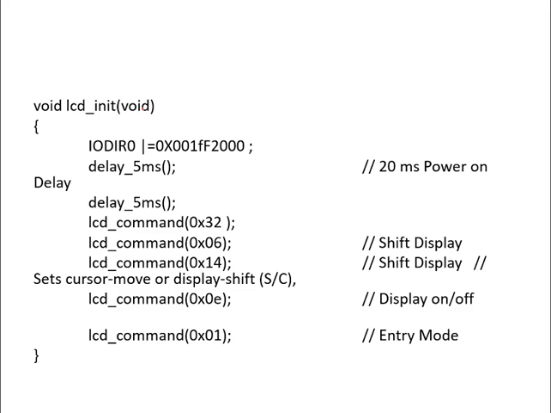Now this is the main program. Here we are setting the different pins, and then we are going to initialize the LCD. For initializing the LCD, we have given different commands. I have told you that 38 is for 8-bit mode, 32 is for 4-bit mode. So this is used for 4-bit mode. Shift the cursor on the right hand side, then set cursor move or display shift, then display on/off, and this is display off, and the other one is the entry mode.